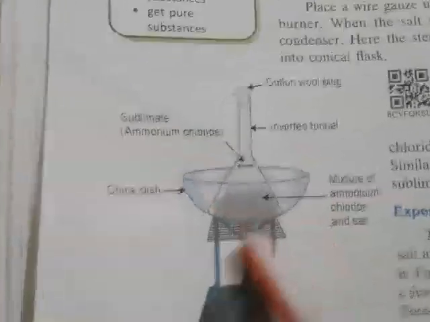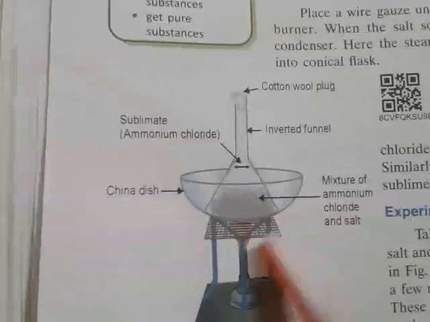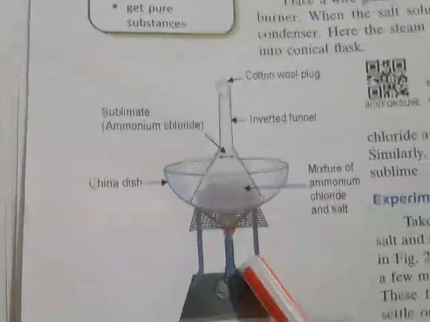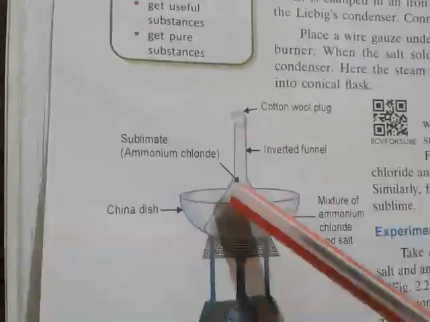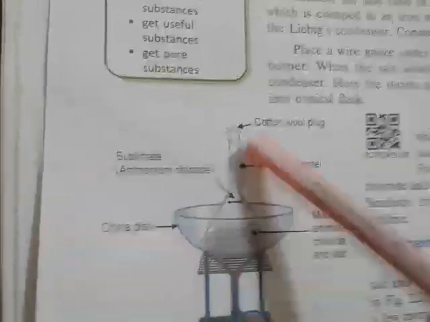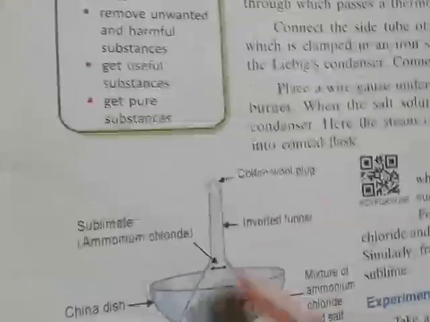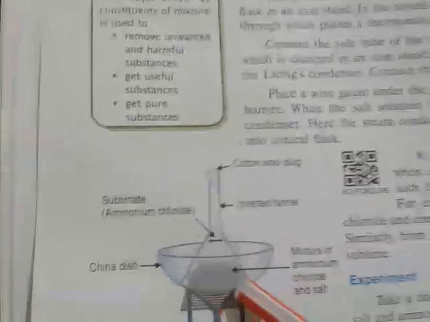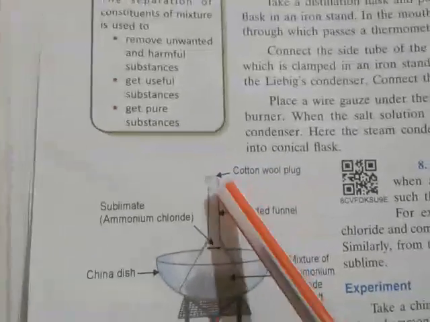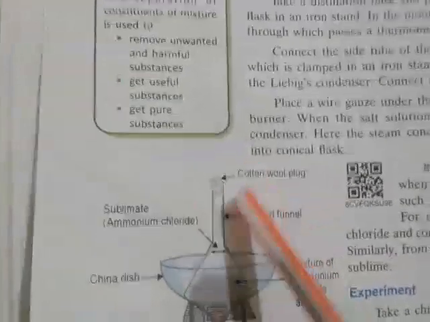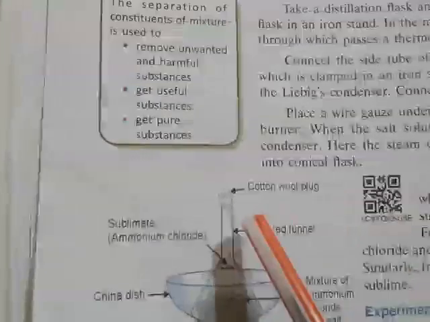You have to put this dish on a tripod stand with a wire gauze, and provide some heat over it. And you also have to take one funnel and invert it. On the upper part of this funnel, you have to put some cotton wool, so that the gaseous substance does not pass out through it.